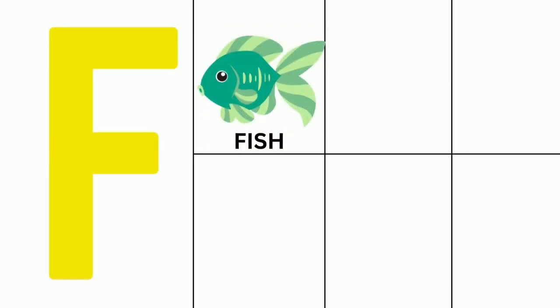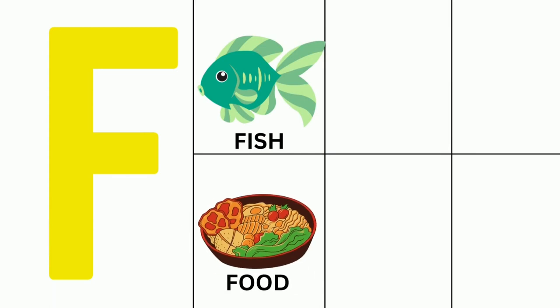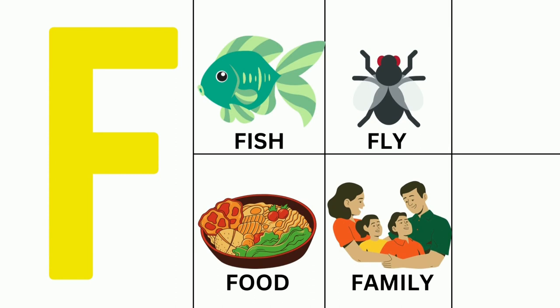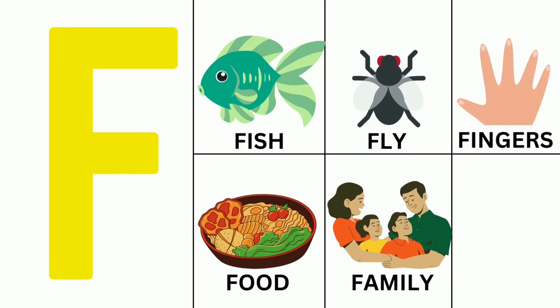F. Let's learn the words that start with F. F for fish. F for food. F for fly. F for family. F for fingers. F for fox.